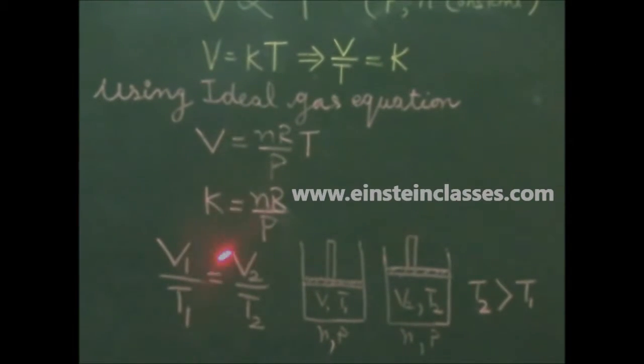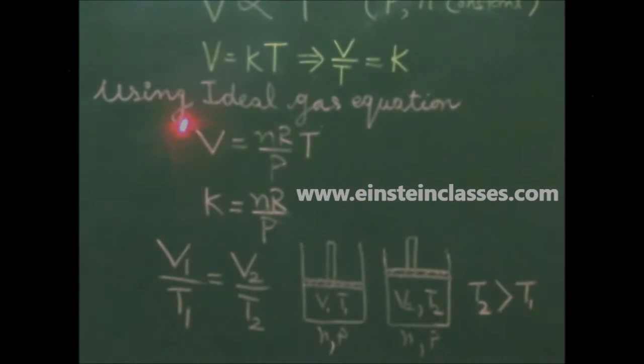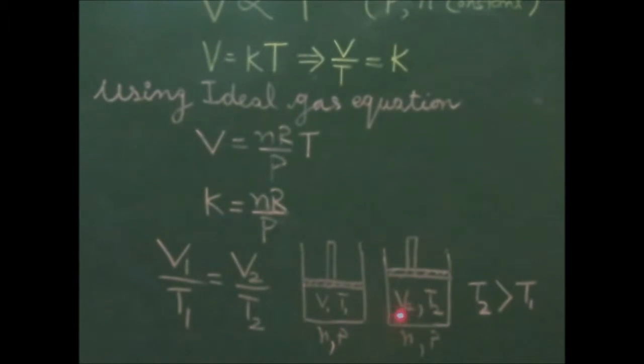So if pressure and moles remain constant and we change the temperature from T1 to T2, then volume will change from V1 to V2. So we can write V1 by T1 equal to V2 by T2. For example, in a cylinder and piston, if temperature increases from T1 to T2 but moles and pressure remain constant, then with the increase of temperature, volume also increases. So V1 by T1 equal to V2 by T2.